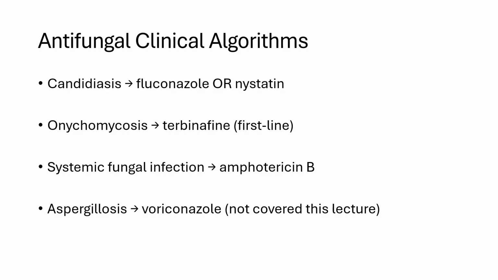Candidiasis, we're going to use either Nystatin, which we talked about in our dermatology lectures, or fluconazole, which we just learned about. Onychomycosis is terbinafine for first line. And then we need the big dog, Amphotericin B, for our systemic fungal infections. Other things like Aspergillus, we'll use voriconazole, which did not cover that in this lecture, but just to mention that.